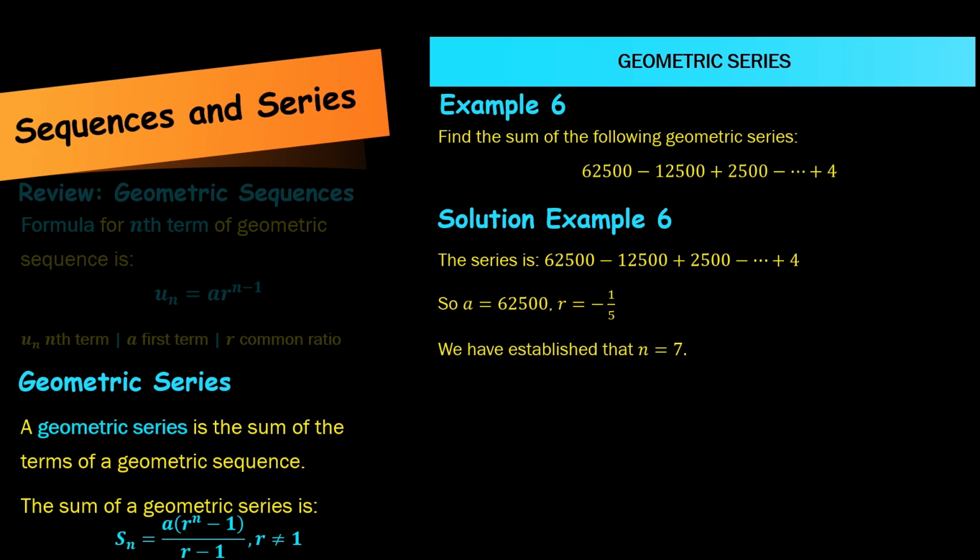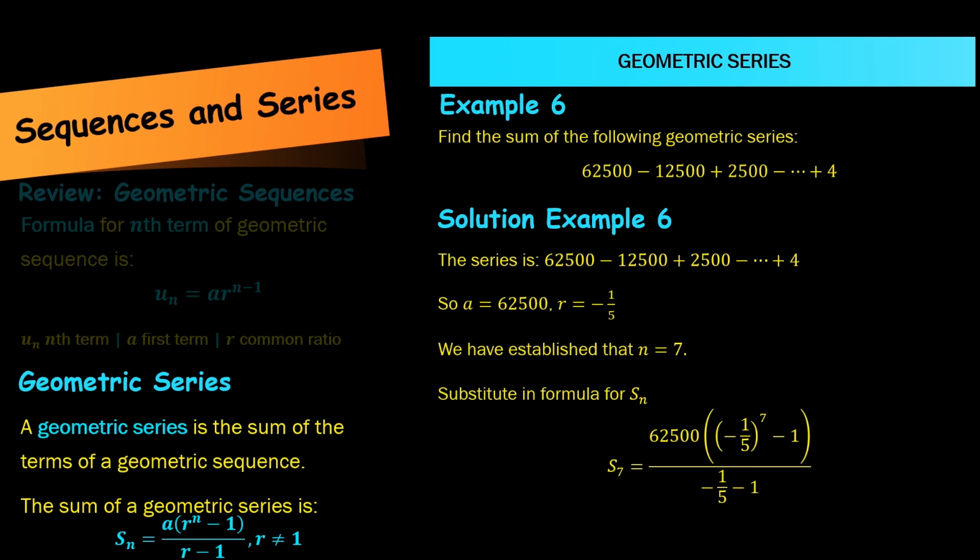Now that we have established that n is equal to 7, we can now find the sum of the geometric series. So we substitute all these values into the formula for s subscript n. So we plug in A here, the value of R here and here, and the value of n here. And this gives us that s subscript 7 is equal to 52,084.